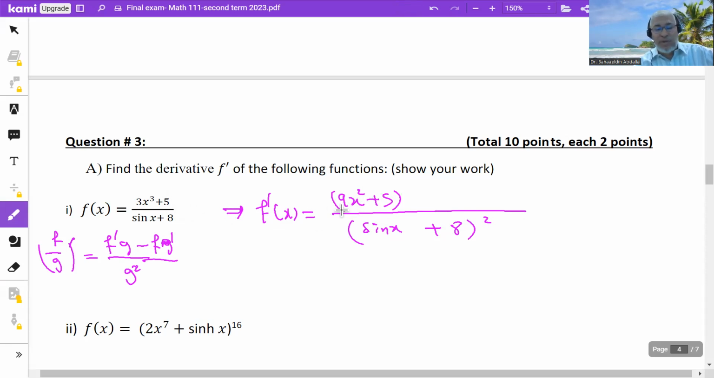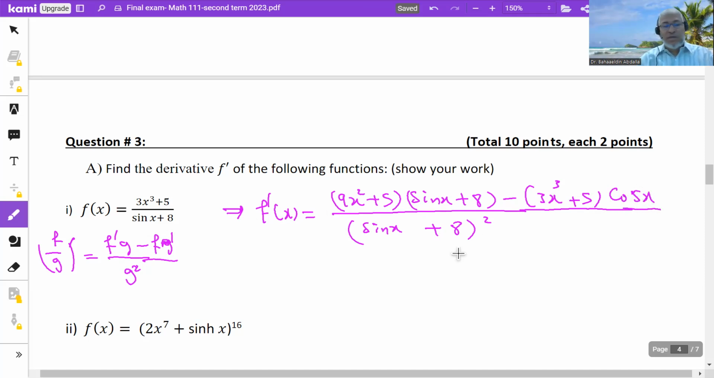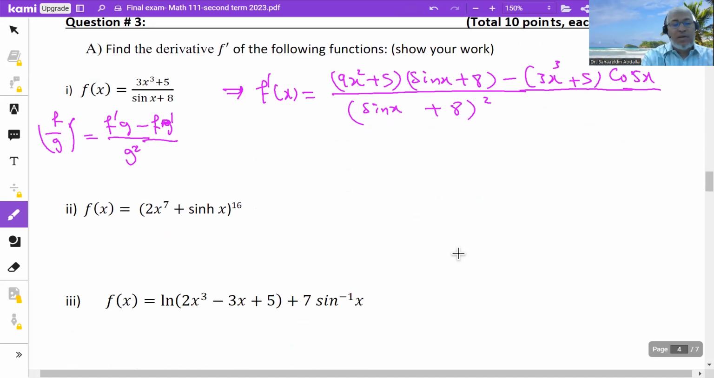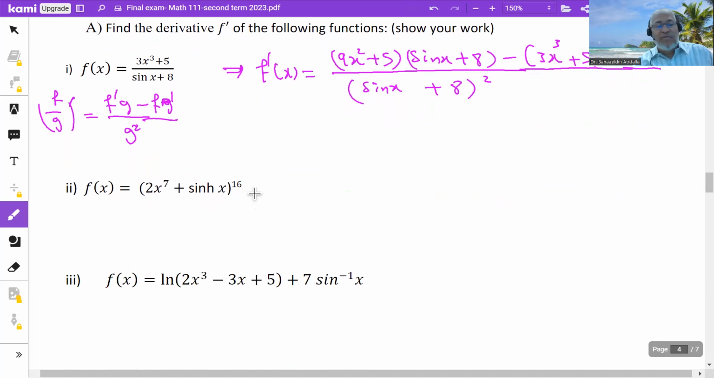That's the derivative of the numerator times the denominator, minus the numerator as it is, 3x cubed plus 5, times the derivative of the denominator. The derivative of 8 is 0, the derivative of sine x is cosine x. So this is the derivative of this function. This is the first part. Second part, I should use this rule.